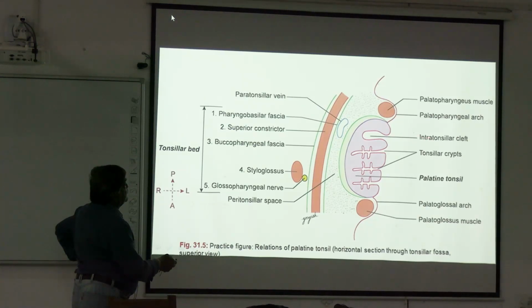Now this is the intratonsillar cleft, these are the tonsillar crypts, the palatine tonsil, palatoglossal arch and paratonsillar vein, pharyngobasilar fascia, the peritonsillar space, the glossopharyngeal nerve, the styloglossus muscle, buccopharyngeal fascia, and superior constrictor. This is the superior constrictor.